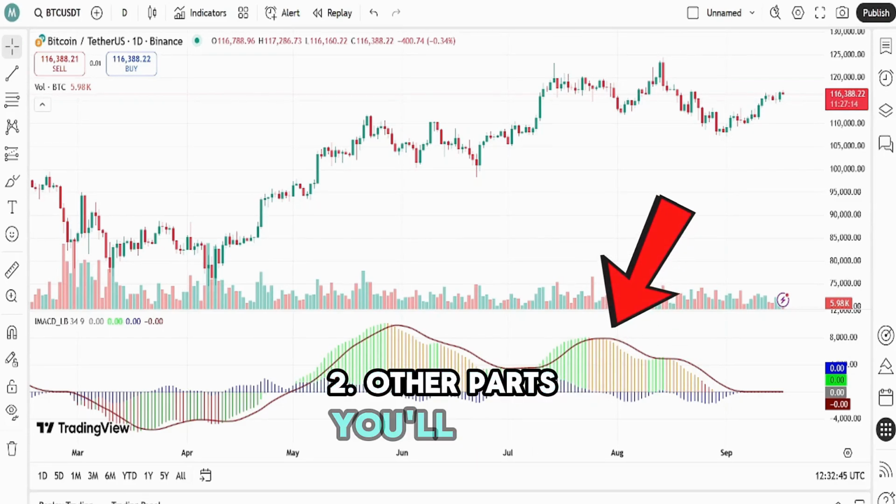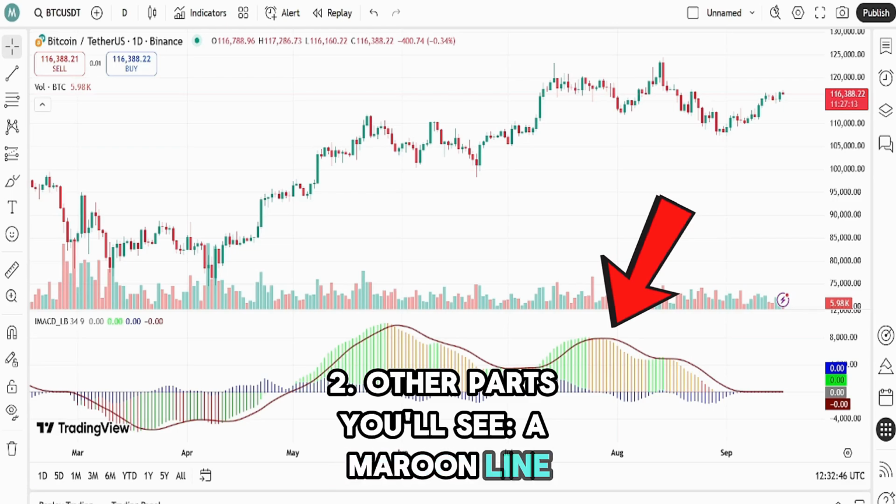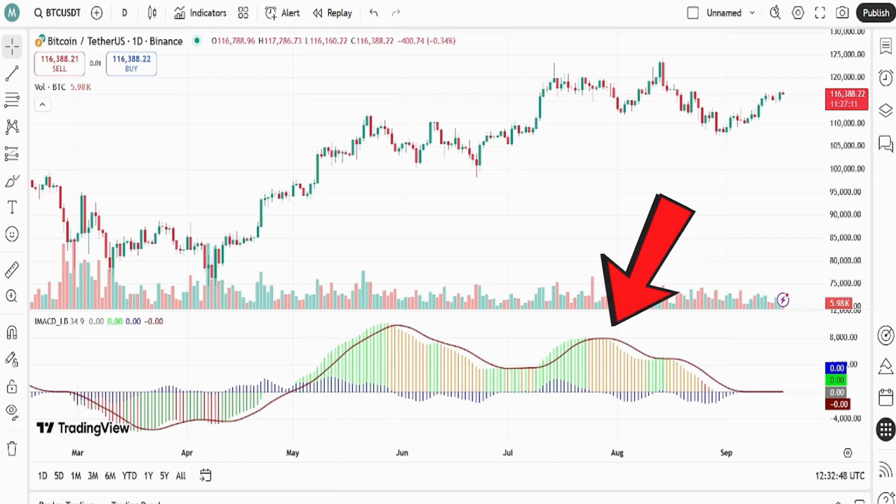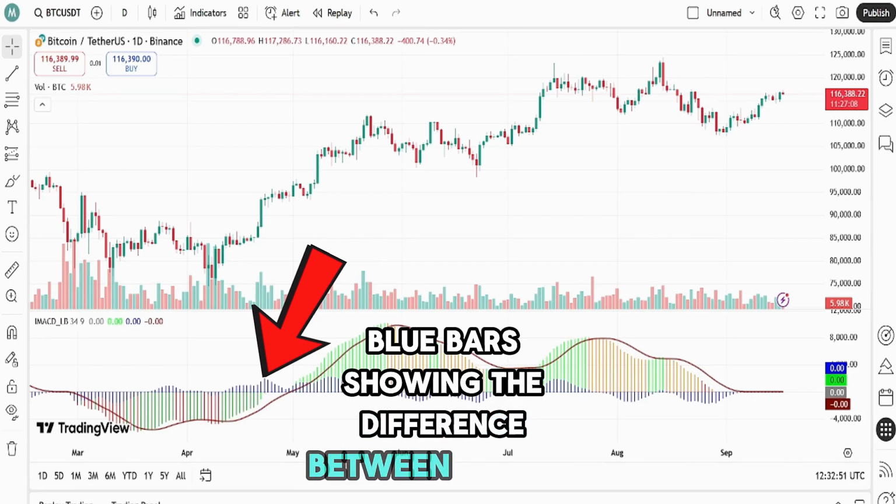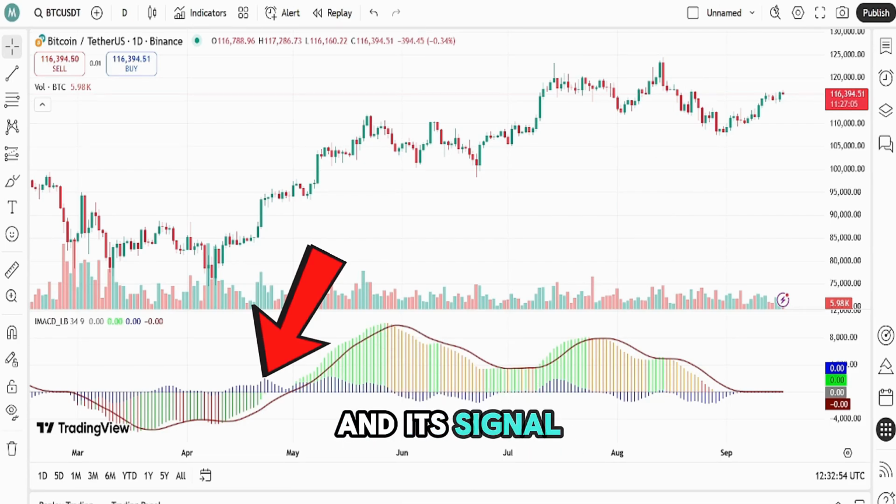2. Other parts you'll see. A maroon line, this is the signal line. Blue bars, showing the difference between Impulse MACD and its signal.